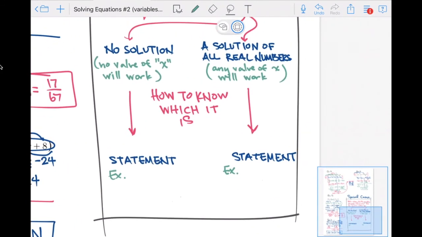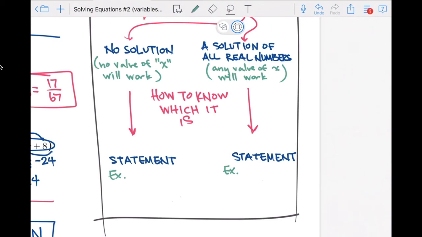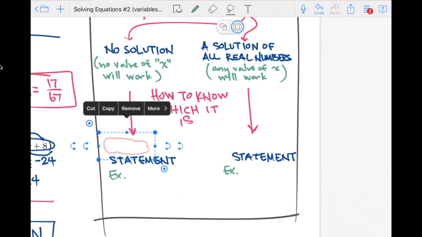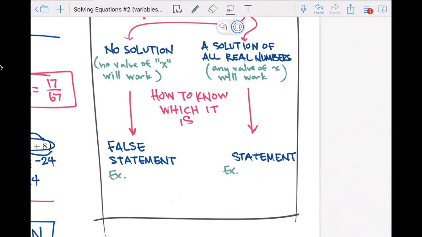So how do you know whether your special case is a no solution or an all real number solution? It depends on what your final statement is. If your statement is false, for example, if your statement is 5 is equal to 4, which it's not, negative 1 is equal to positive 1, which it's not, 75 is equal to 1024. If you have a nonsense statement, then that means it's a false statement, so you're dealing with an equation that has no solution.